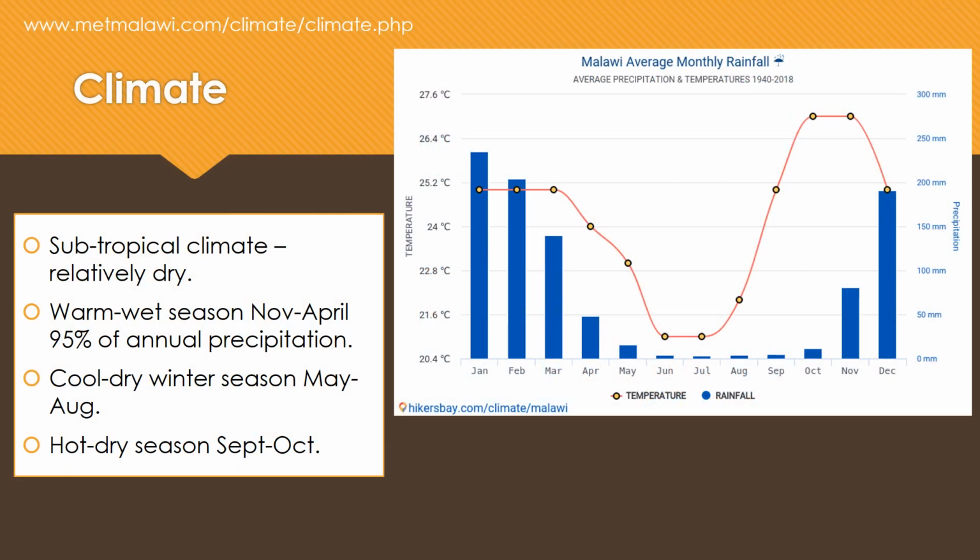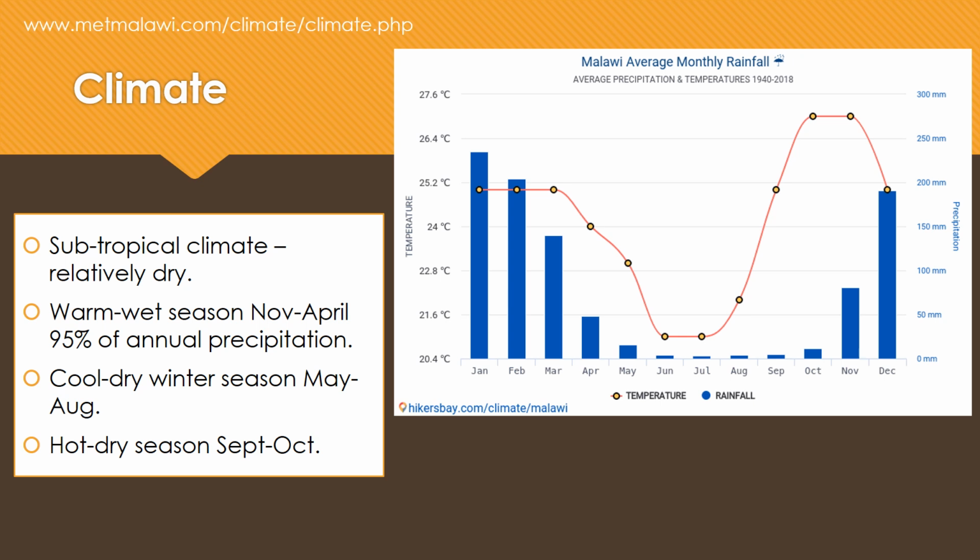So Malawi's climate then, you should already be thinking, well, it's somewhere between the equator and the Tropic of Cancer. So in your head, you should be thinking like a geographer that it's going to be a lot warmer than it is here in the UK because of where it is in the world. So it's got what we call a subtropical climate.